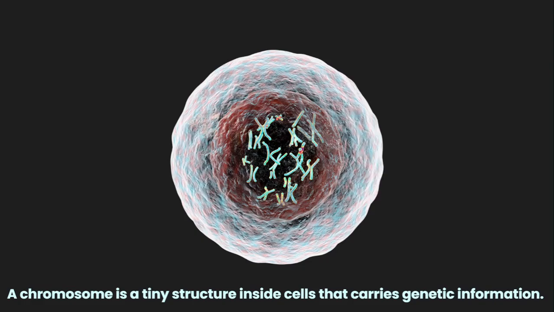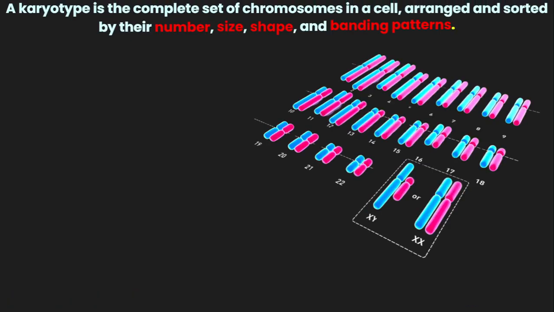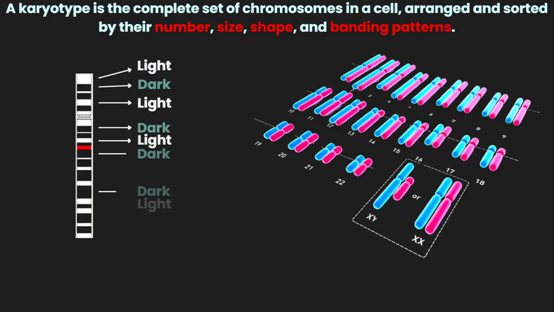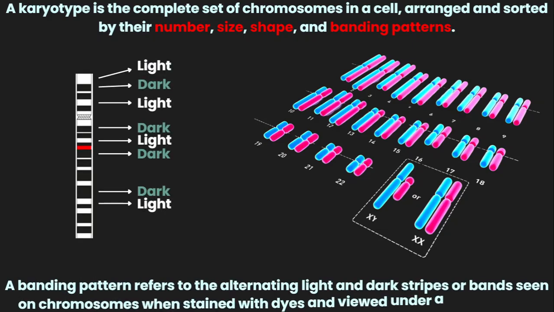A chromosome is a tiny structure inside cells that carries genetic information. A karyotype is the complete set of chromosomes in a cell, arranged and sorted by their number, size, shape, and banding patterns. A banding pattern refers to the alternating light and dark stripes or bands seen on chromosomes when stained with dyes and viewed under a microscope.